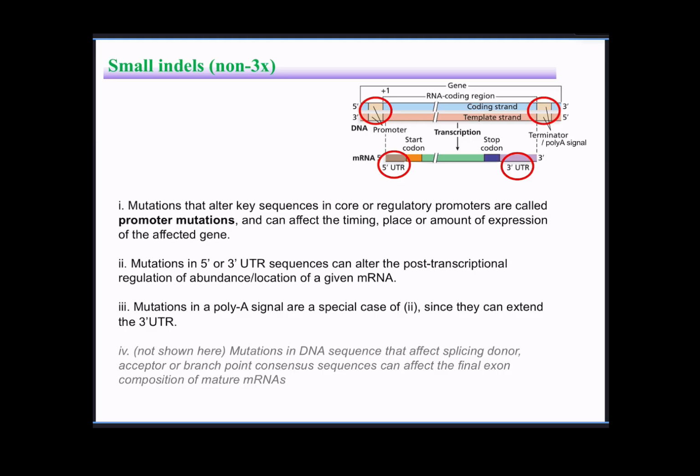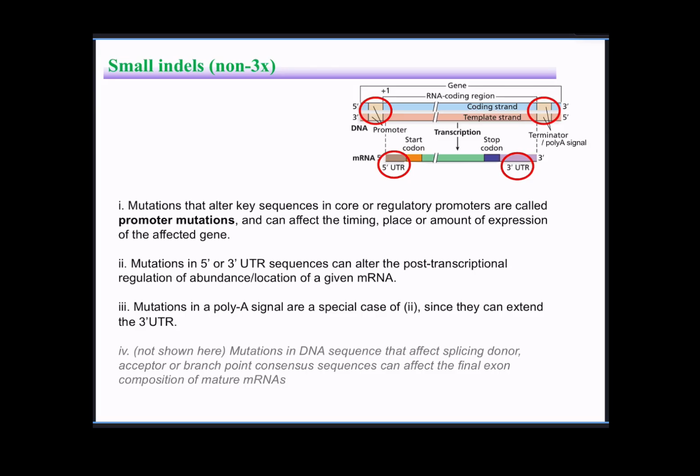So when mutations alter key sequences within the 5' or 3' UTR sequences, those can alter the post-transcriptional regulation of the abundance or location or translation of a given mRNA. I started with the RNA, but point mutations can also happen in the promoter sequences of genes. So these are mutations that happen in DNA, like all mutations, but don't affect the sequence of nucleotides in the mRNA because they're never transcribed, right? The promoter is not transcribed. Anything that happens upstream of the TSS.